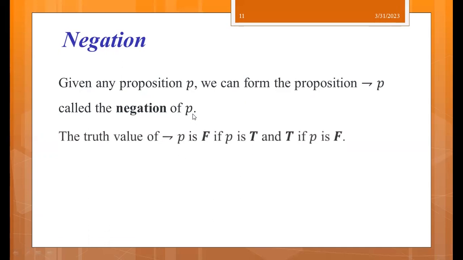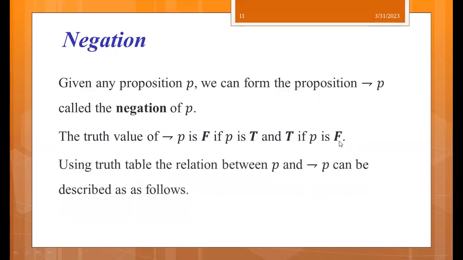Then the truth value of the negation of P, which is the opposite of P, is false if the original statement P is true, and the negation of P will be true if and only if the original statement P is false. Using a truth table, when P is true, its negation will be false. When P is false, the negation of false is simply true.